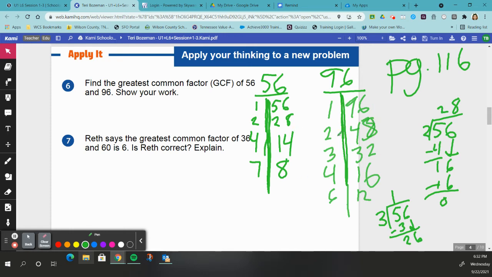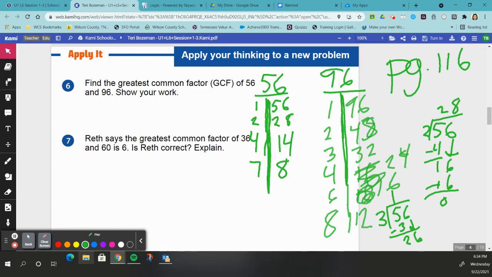So we have 1 times 96, 2 times 48, 3 times 32, 4 times 16, and then we have 6 times 12. And I see another mistake here that I've made. So right here where it says 4 times 16, that should be 4 times 28. No, times 24. Sorry, 4 times 24. And then it should be 6 times 16. And then you would have 8 times 12.